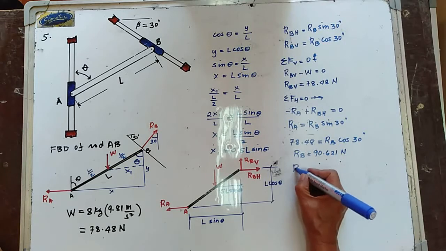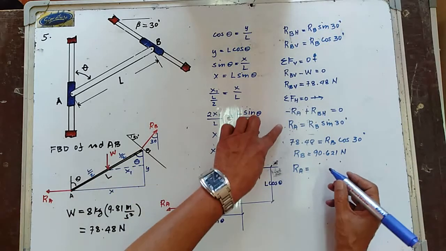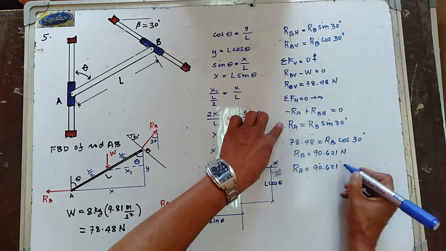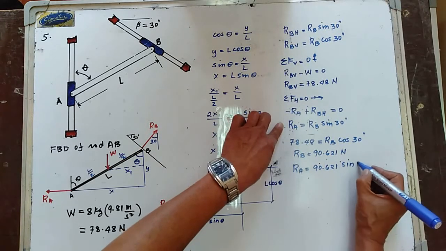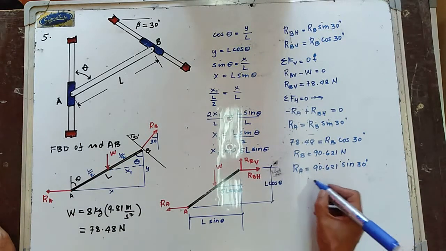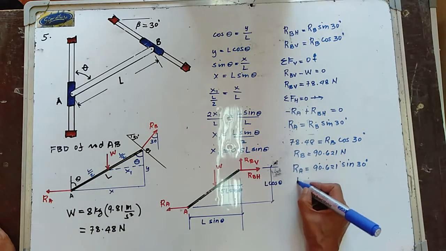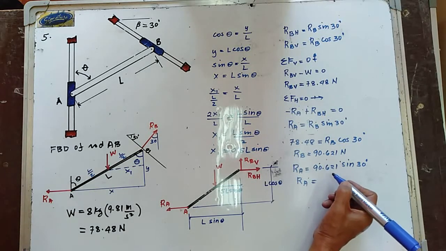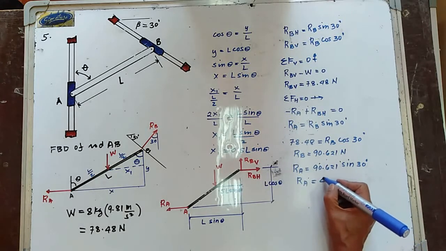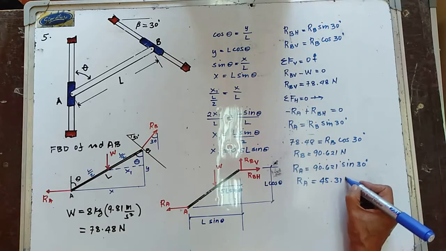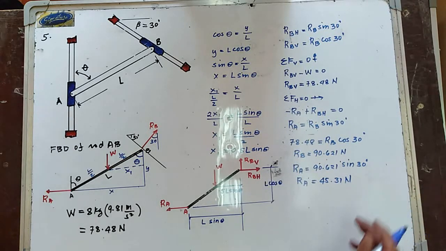So let's try to substitute RB in this equation. So your RA is now equal to 90.621 Newton sine of 30 degrees. Hence, the value of RA is now equal to 45.31 newtons. So that is therefore the value of RA.